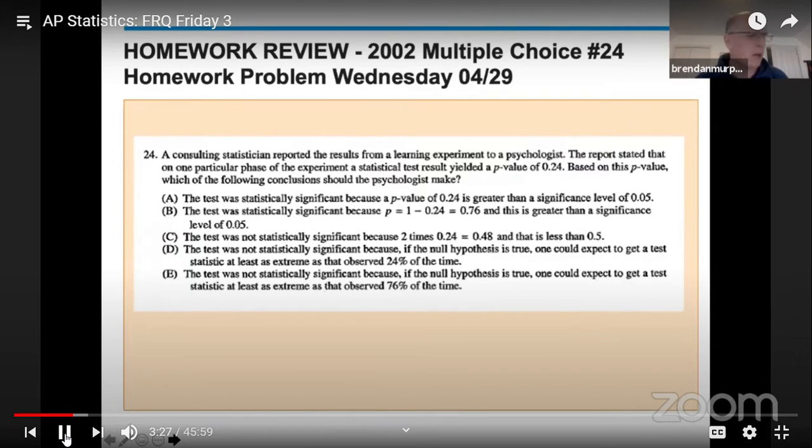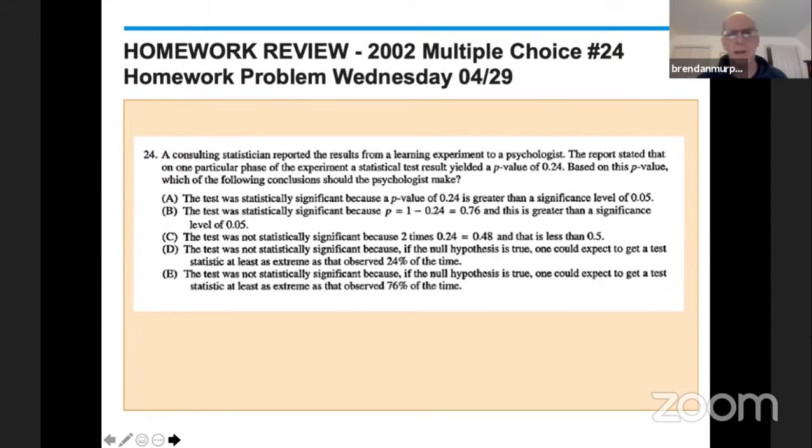So this was the homework from Wednesday. I know that Luke didn't get a chance yesterday to do the homework, so I think this was my problem, and so we just carried it over. This was a multiple choice problem from the 2002 exam, and it was talking about a p-value, I think.